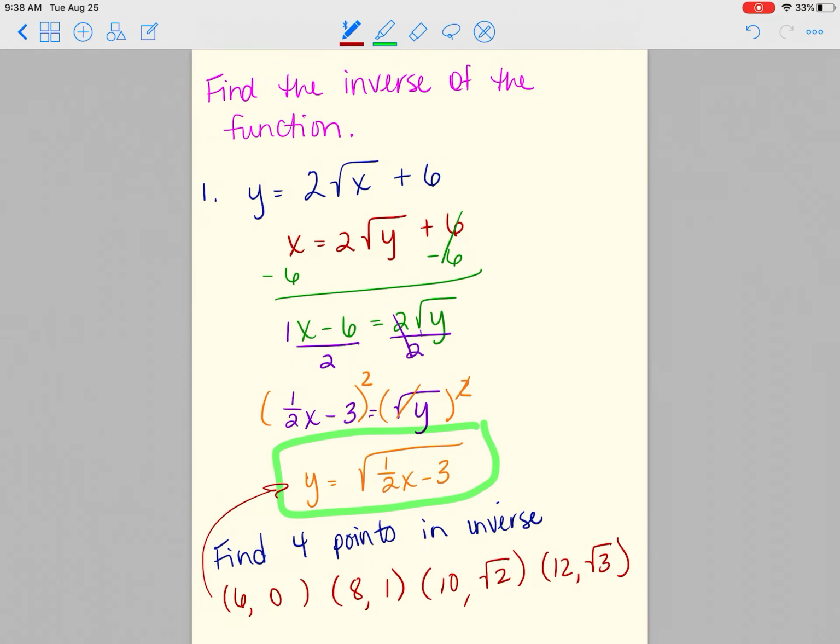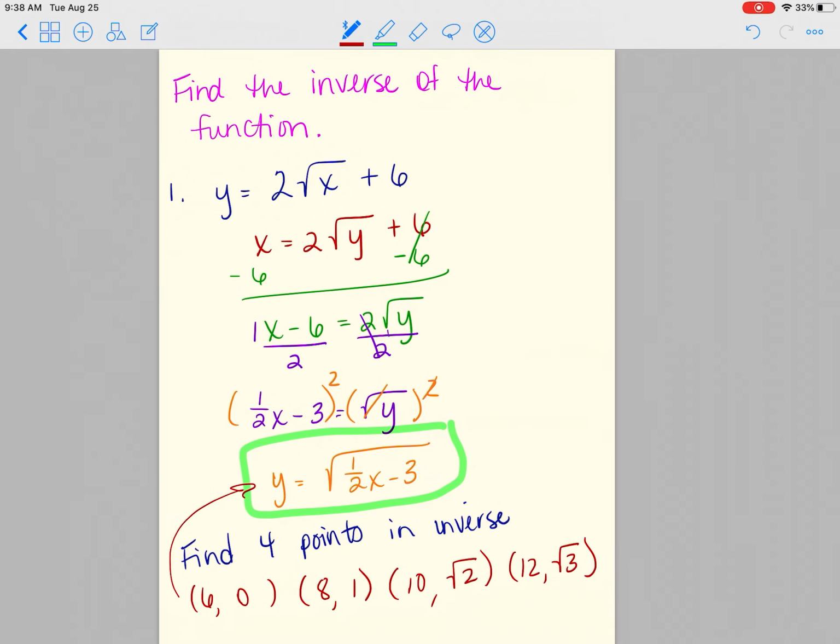Okay, so if you have to find points from your inverse, you're just going to take that function that you solved for once you switched your x's and your y's, and you're just going to pick numbers. Again, it doesn't matter what numbers, as long as they give you real numbers when you plug them in. You can plug in any numbers because there's an infinite amount of numbers on a graph.